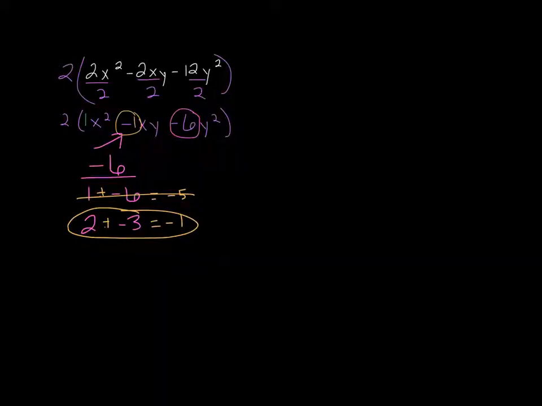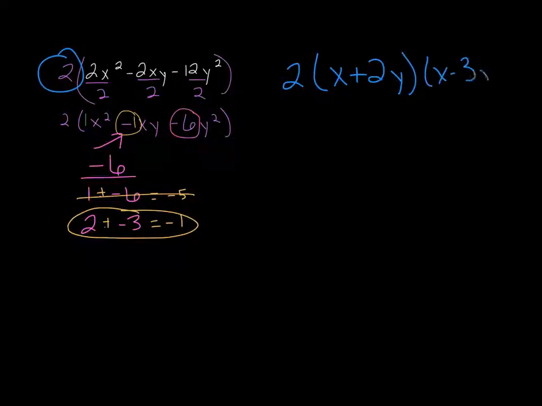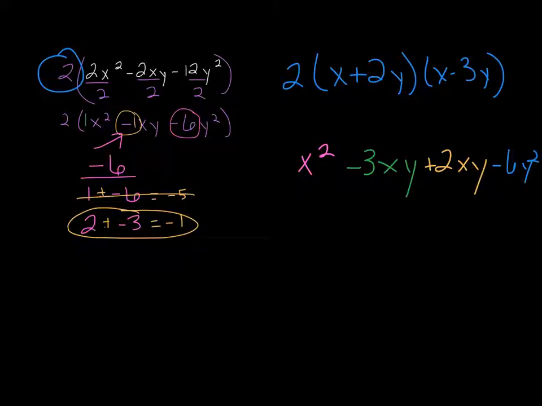Alright, when you go to write your answer, also don't forget to include the common factor of 2. So 2, times x plus 2y, times x minus 3y. So now, to check, let's FOIL our binomials. So x times x is x squared. And then the outer would be minus 3xy. The inner plus 2xy. And the last, minus 6y squared. And of course that whole thing needs to be multiplied by 2.